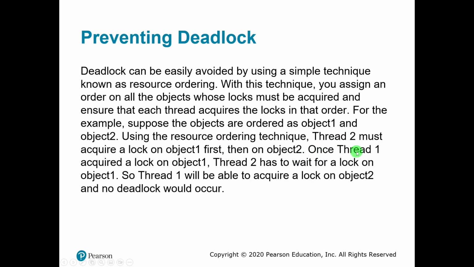And then once thread 1 acquires a lock on object 1, thread 2 will have to wait for it because it's forced to get object 1 first, and because thread 1 has it, it can't do it. So thread 2 has to wait for the lock on object 1. So thread 1 will be able to acquire a lock on object 2. So both threads are required to get the locks in the same order, and that prevents deadlock.